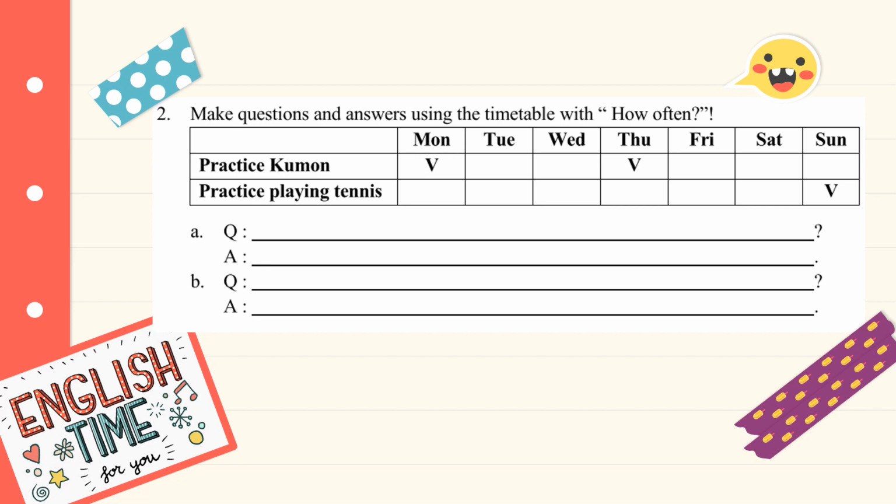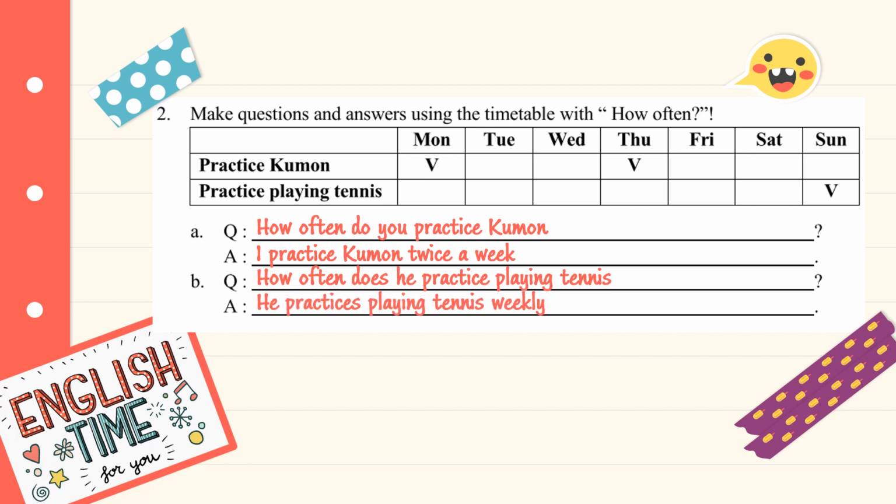So what's the question? How often do you practice Kumon? And the answer, I practice Kumon twice a week. Okay? And B, how often does he practice playing tennis? Now, as you can see, the subject I use here is he. So you need to use does. And the answer is he practices playing tennis weekly. Okay, don't forget to use S for he.